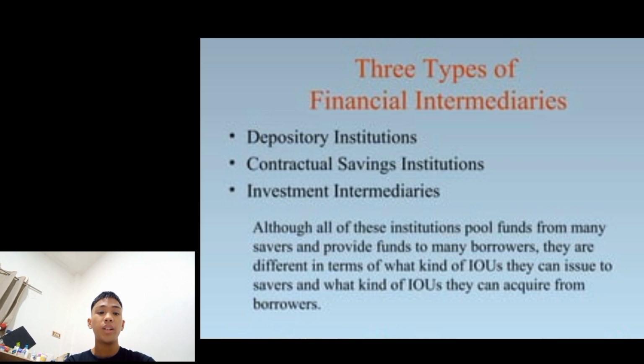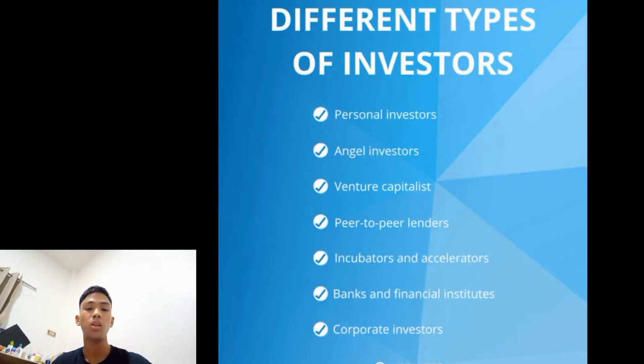There are three types of financial intermediaries. One is depository institutions, two is contractual savings institutions, and three is investment intermediaries. Although all three types of institutions pool funds from many savers and provide funds to many borrowers, they are different in terms of what kind of IOUs they can issue to savers and what kind of IOUs they can acquire from borrowers.